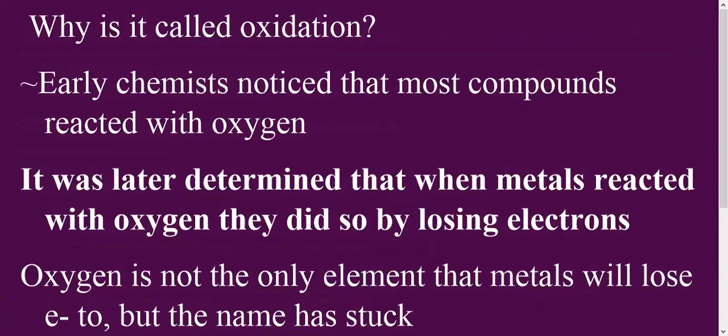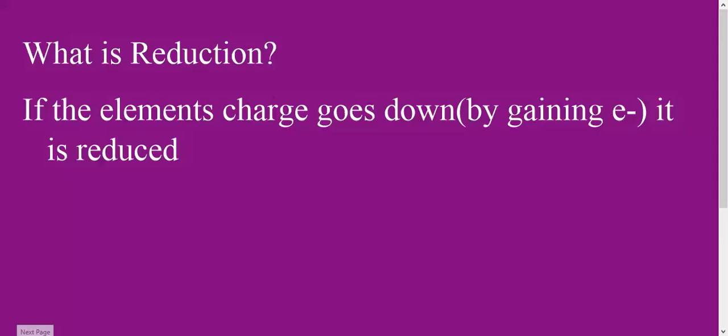Why is it called oxidation? Early chemists noticed that most compounds react with oxygen. Later they determined that when metals react with oxygen, they do so by losing electrons. They learned that oxygen's not the only element that metals will lose electrons to, but the name stuck. Reduction, when the charge goes down by gaining electrons, we say a species is reduced.